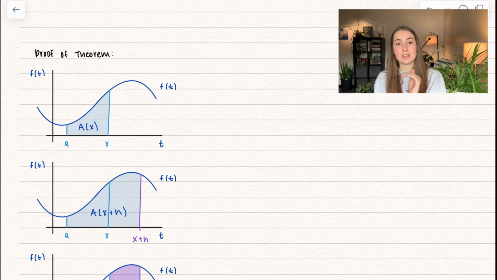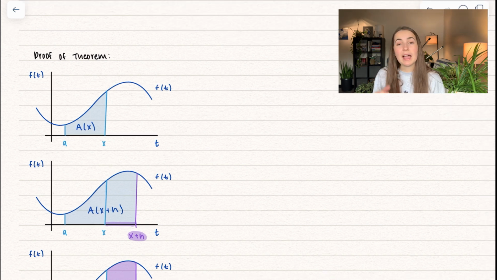So the area between the curve and the t-axis is going to be A of x as labeled. So now what would happen if we added on some little distance of h? So that right there is going to be h, and our new point becomes x plus h. And so now if we take that entire area, that's going to be the area of x plus h. But I want to go ahead and isolate that new little area we got.